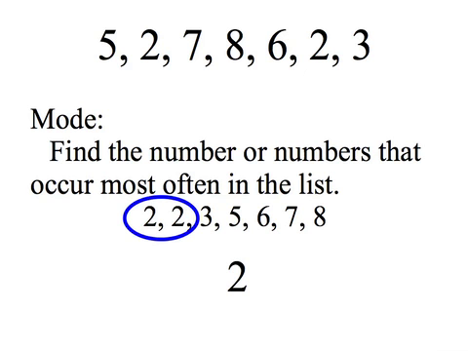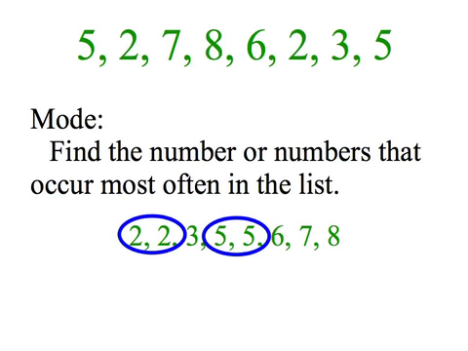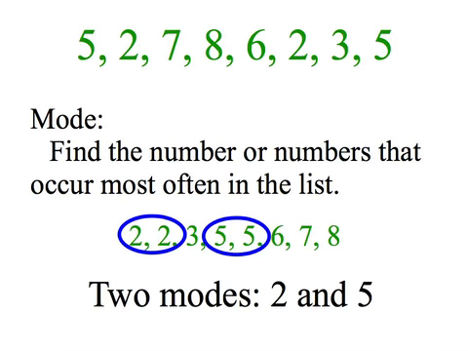Now we're going to find a mode for a different list of numbers. That's a list we've already seen. We're going to put it in order, and now we see that there's a pair of 2s and a pair of 5s, so this list has 2 modes, 2 and 5.